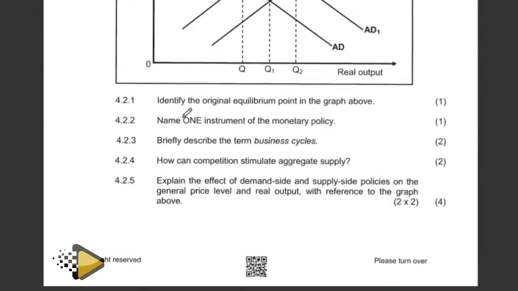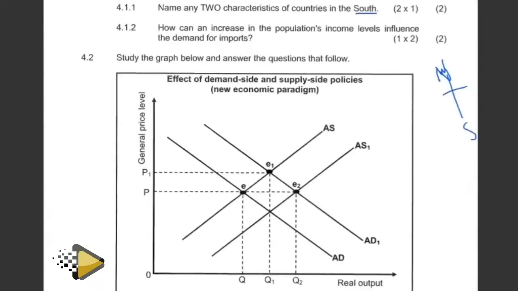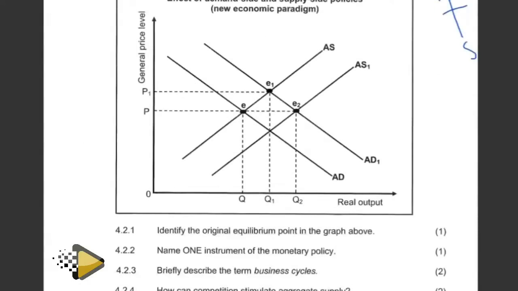Okay, let's check 4.2.1. Identify the original equilibrium point in the graph above. So if we check the graph above here, we have this as our original supply curve, and then we also have this as our original demand curve. So it means that our original equilibrium is going to be at this point where we have Q and P. That is going to be our original equilibrium at what? At point E. Okay, right.